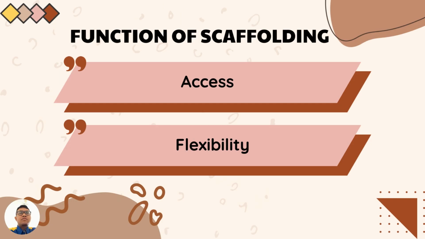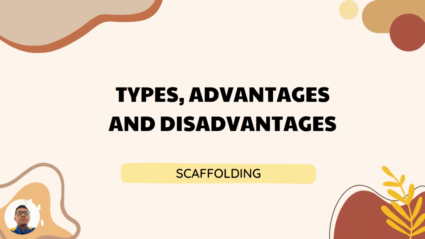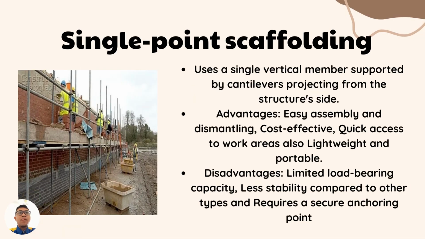There are 4 functions of scaffolding. First is access, second is flexibility, third is safety, and fourth is support. Next, we go to the types, advantages and disadvantages of scaffolding. First type is single point scaffolding. It uses a single vertical member supported by a cantilever projecting from the structure site.